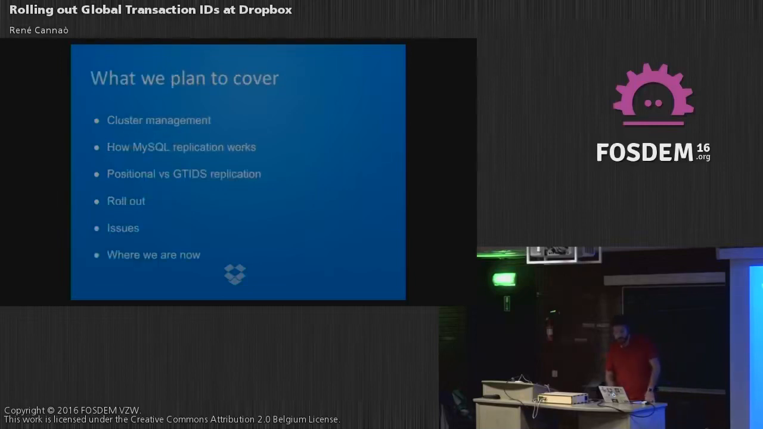The topics we are trying to cover during this small presentation are our cluster management, what we have at Dropbox, and how MySQL replication works quickly described, and what is the difference between the standard positional replication and the GTID replication. Then we are going to describe how we actually rolled out GTID in production and the issues we faced during this rollout.